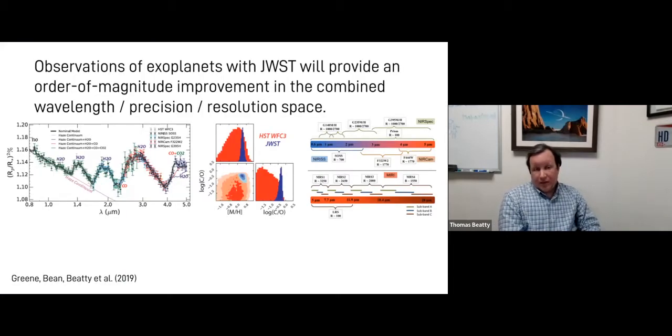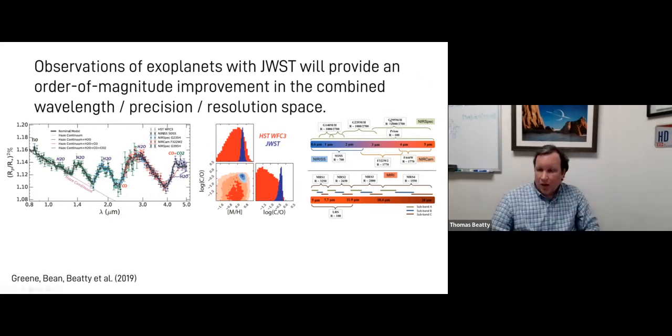So observations with JWST are going to provide us with almost an order of magnitude improvement in the combined wavelength coverage, precision, and resolution. We're going to be measuring atmospheric properties over a much wider wavelength range, with a much higher precision than currently possible, and at a much higher resolution. That means we're going to get significantly better constraints on abundances, both in terms of bulk metallicities and elemental ratios. We're going to do way better than any of our current measurements, modulo these cloud uncertainties that I was just talking about.